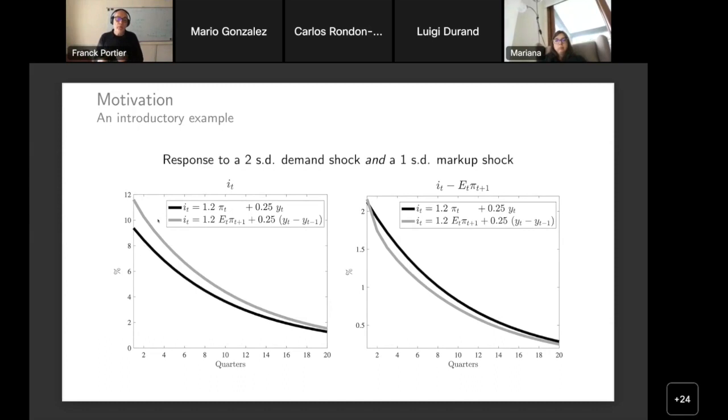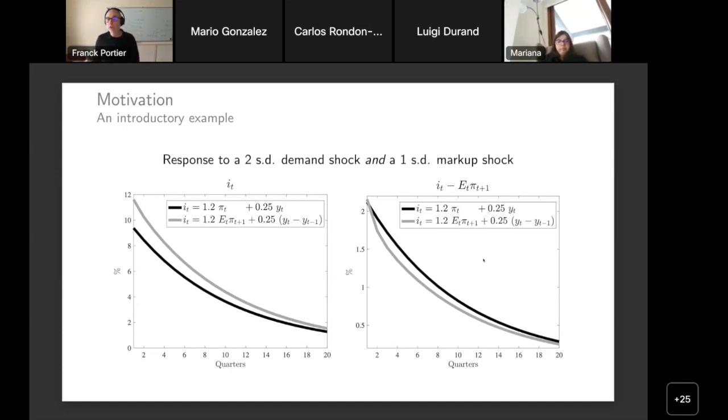One may think that what is really important is the real interest rate that is implemented through that rule. So we can look at the response of the real interest rate according to those two models, the one with the regular Taylor rule and the other Taylor rule. And again, you see more or less the same thing. So it seems that the policy is more or less the same with those two rules.